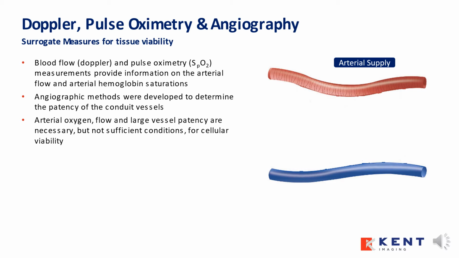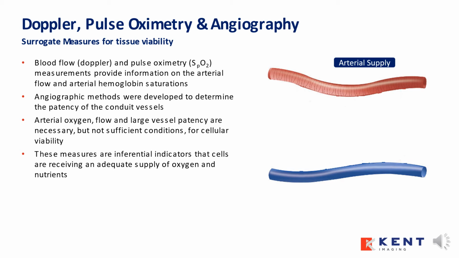The problem is, these technologies provide only inferential information, which are indirect indicators that the cells and tissues are receiving an adequate supply of oxygen and nutrients for survival. With Kent's SnapshotNIR, a direct measure of tissue oxygen saturation and thus tissue viability is provided.